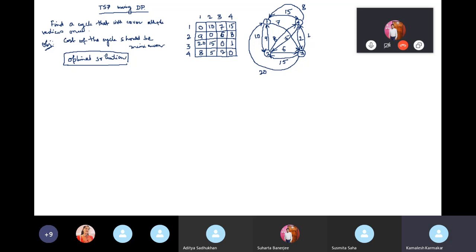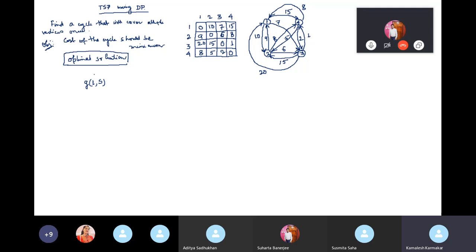So how to find this solution? This algorithm works based on a recursive function. So say this function is g. If the function is g and we start from vertex 1, we can start from any vertex. We are choosing vertex 1 randomly. So if we start from vertex 1, then we have to visit all other vertices. So say the remaining vertices set is S. S is a set of remaining vertices which are to be visited.